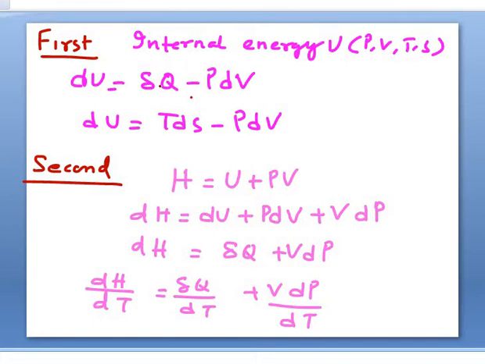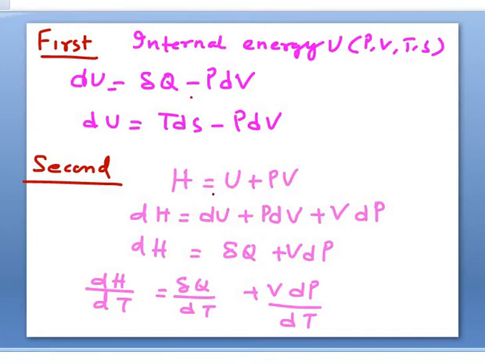And I hope you know why I am writing a function like this for Q, because it is an inexact differential. That means it depends on the path. So once you get the expression dU is equal to TdS minus PdV, this can be used in many other situations also. Now let us go to our second function, which is enthalpy.